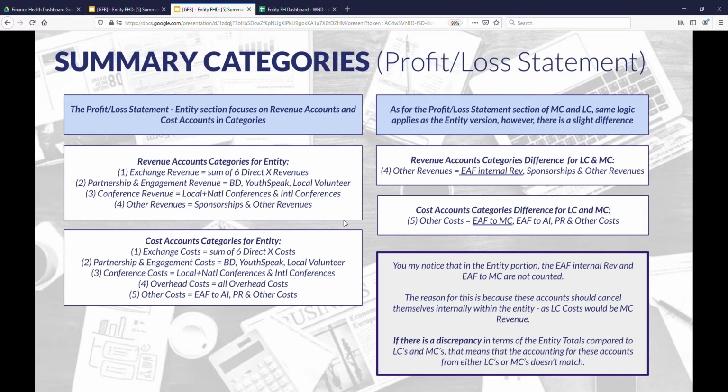This was already mentioned in the previous slides, but the entity section only focuses on all of the categories of all of the totals of MC and LC, except for the internal revenues and cost part, because those two should counter themselves out. The entity affiliation fee, which is a cost of the LC, would become a revenue of the MC. So they should counteract each other. If a discrepancy happens, then you should take a look into your accounting, because that means the accounting for these accounts doesn't match. So you need to check with your entity.